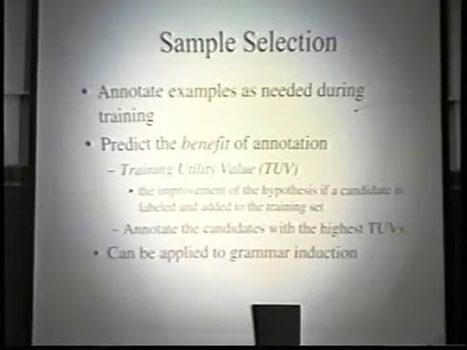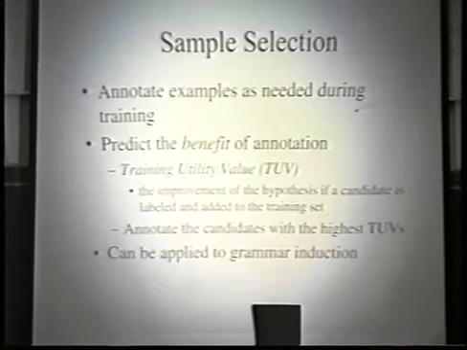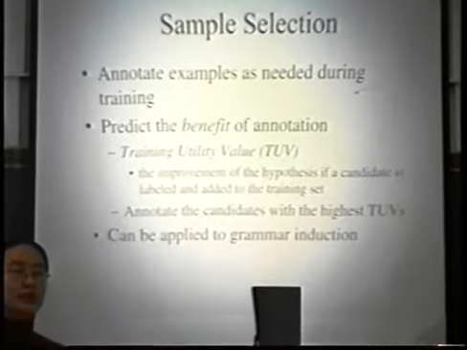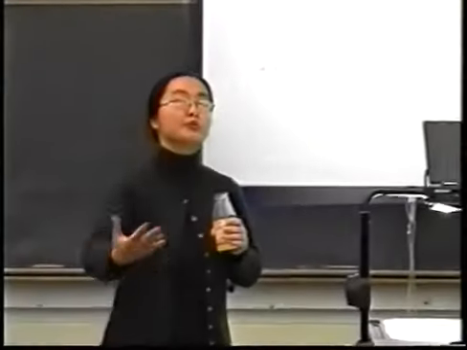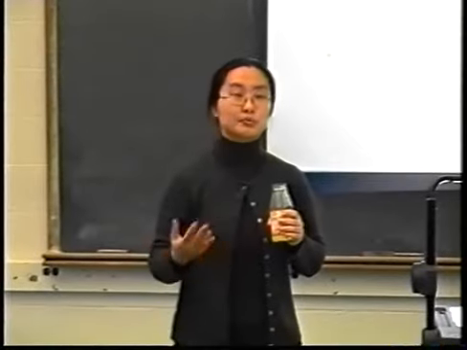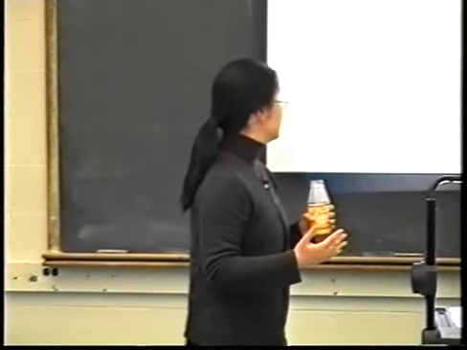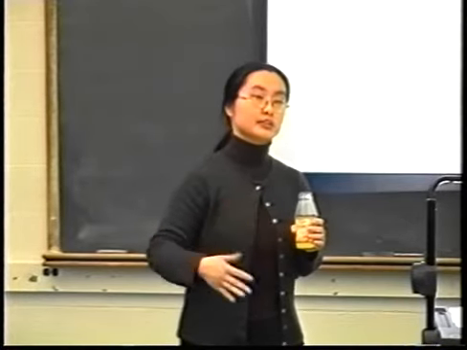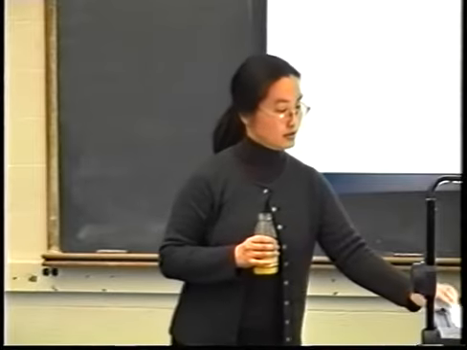So the basic idea of sample selection is that we want to annotate the examples as needed while we train. We only want to annotate data that's really going to help us, but not anything that comes by. To quantify this, you might imagine that each unlabeled, potential training example has some sort of training utility value. The higher it is, the more it will help the hypothesis to improve. What we want to do is find the set of candidates with the highest training utility values. And we want to apply this sample selection idea to grammar induction.